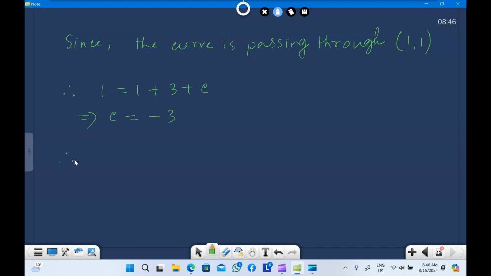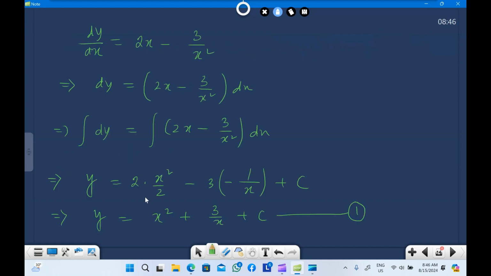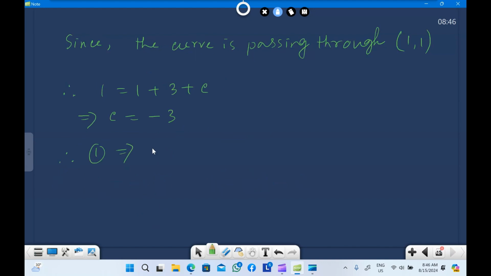So therefore, using this value in equation number 1, y is equal to x square plus 3 over x, then minus 3 is the value of c, and this is the curve for the question.